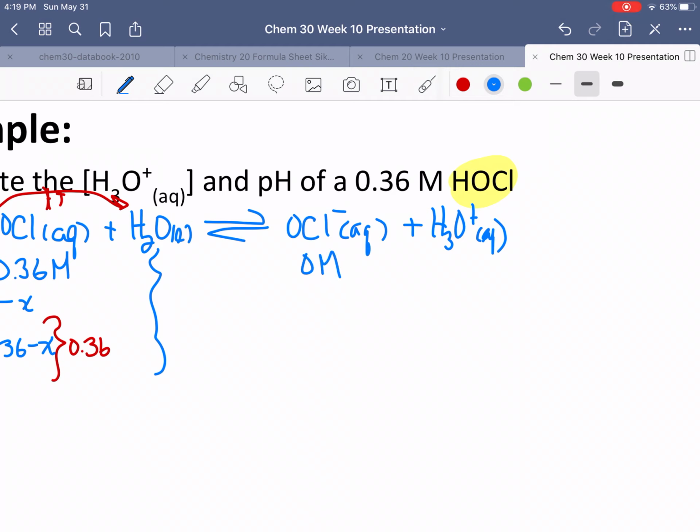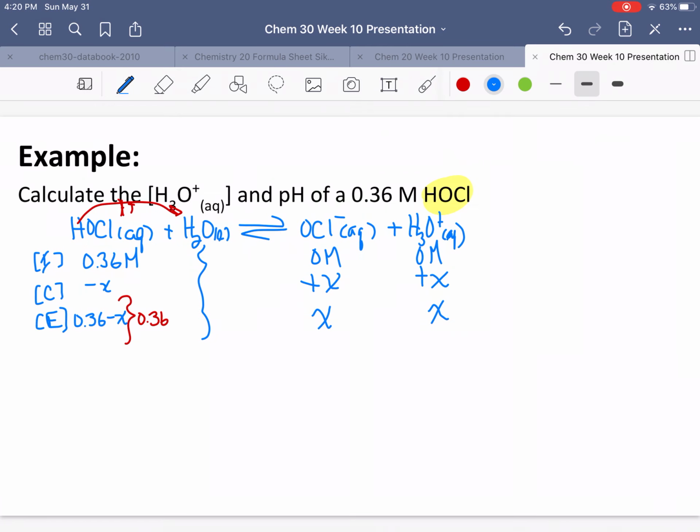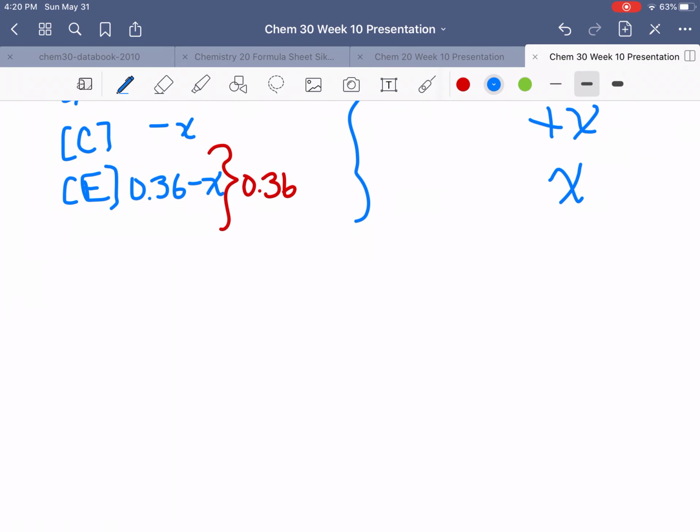Both of these will initially start at 0 because it hasn't ionized initially. Then as it ionizes, they will go up by one amount of x and x. 0 plus x is x. 0 plus x is x. How do we then figure out what x is? We need to have an algebraic expression where x is the only thing we don't know. What is that algebraic expression? It is the equilibrium law.